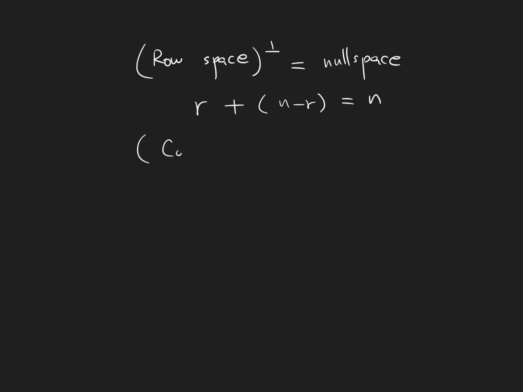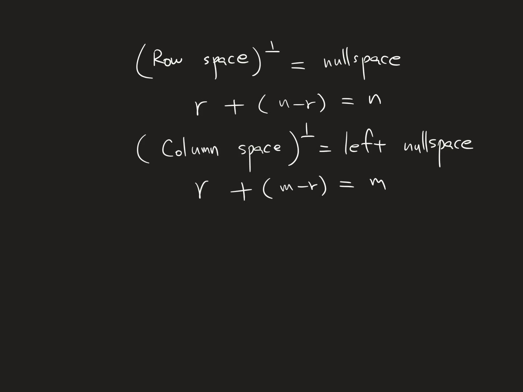And we also know that the orthogonal complement of the column space is the left null space, and vice versa. The dimension of the column space is r, and the dimension of the left null space is m minus r, so we add up, and then we get m, because the column space and left null space are both subspaces of Rm.